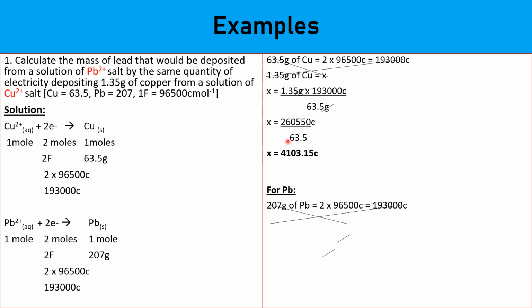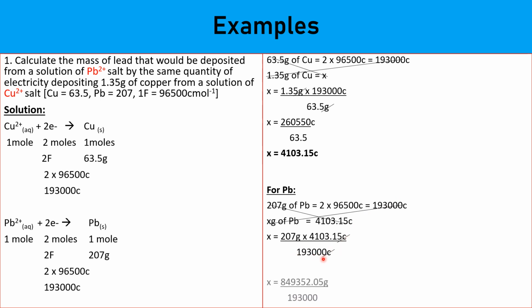But now that we have seen that this is the quantity of electricity that had passed through copper electrolyte and has deposited 1.35 gram of copper, what mass of lead will this quantity of electricity deposit? And that is what we are looking for. So if the quantity of electricity is 4,103.15 coulomb, what mass of lead will it deposit? So make X the subject of the formula, and that will be 207 gram times 4103.15 coulomb divided by 193,000 coulomb.